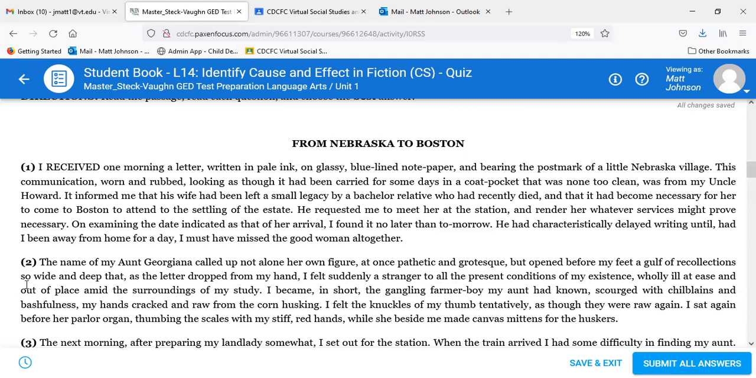I felt the knuckles of my thumb tentatively as though they were raw again. I sat again before her parlor organ, thumbing the scales with my stiff red hands, while she, beside me, made canvas mittens for the huskers.